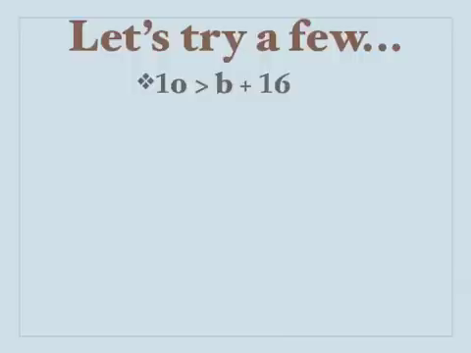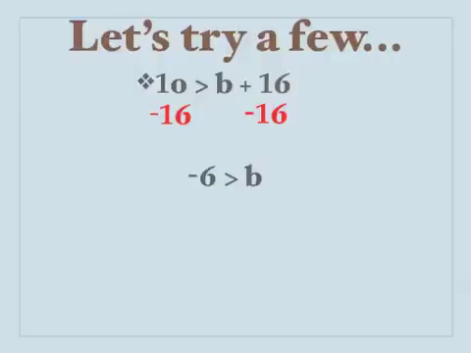The next example says 10 is greater than b plus 16. Always ask yourself, what are you doing to the variable? In this case, I am adding 16 to b. So I need to do the opposite of that, which means I need to subtract 16 from both sides. My 16s cancel out on the right side, so I'm just left with b. And on the left, I have 10 minus 16. Notice I have a positive 10 minus 16, which means that I have different signs. Subtract the numbers, keep the sign of the bigger number, and you have -6 is greater than b.